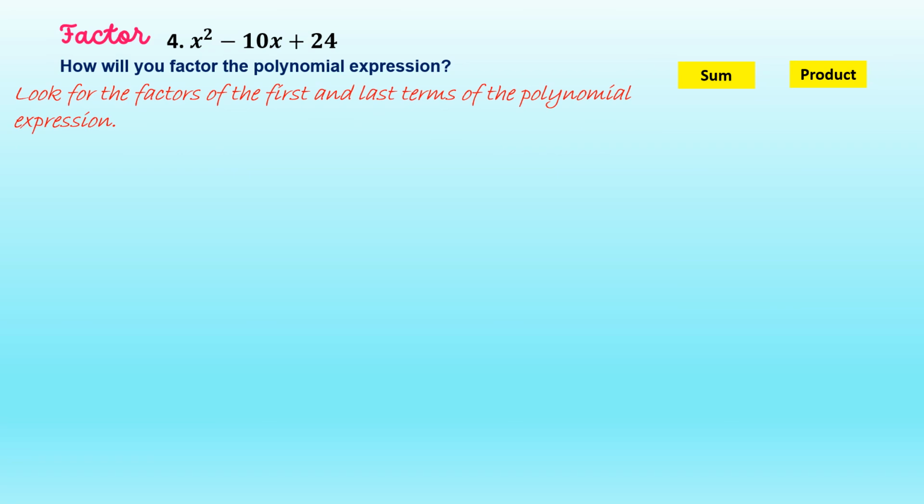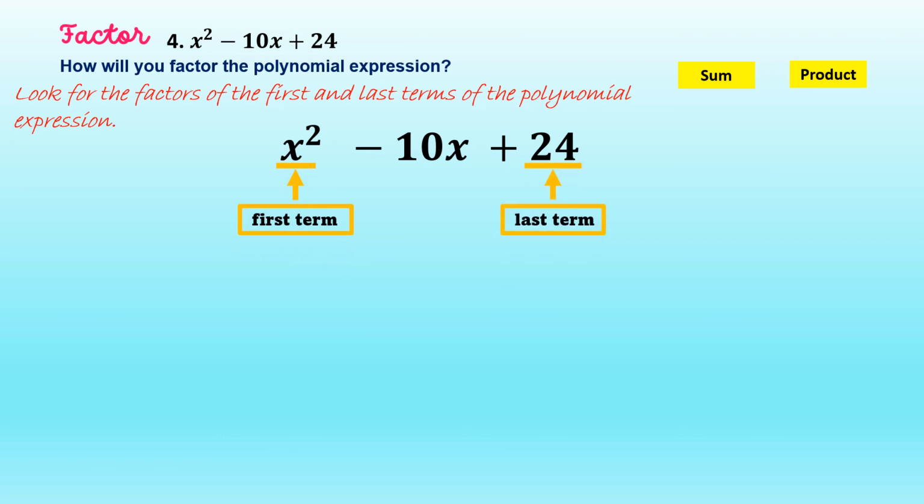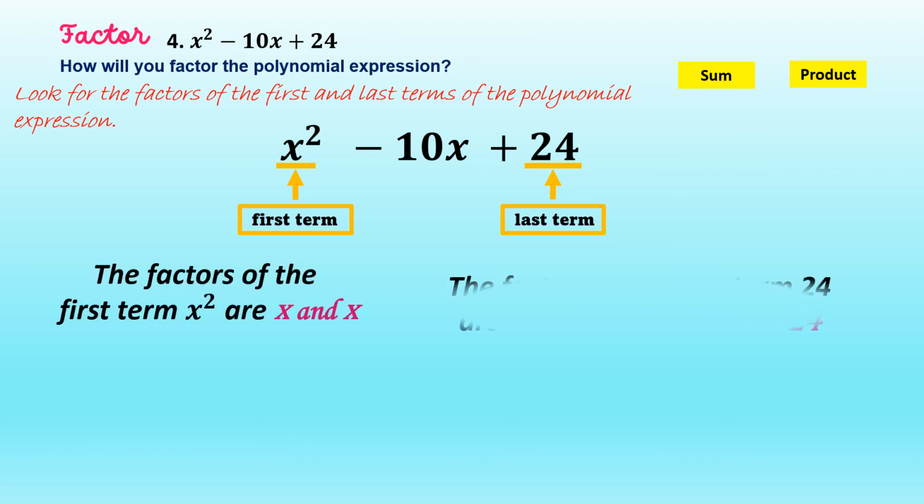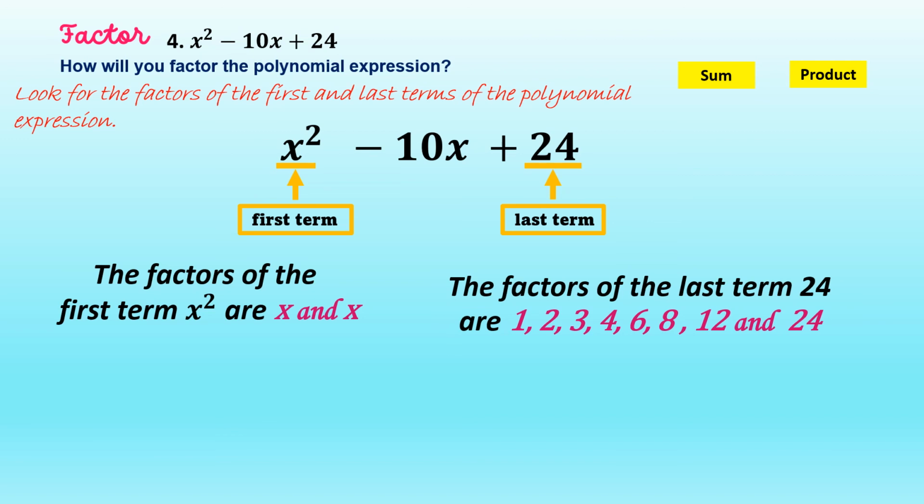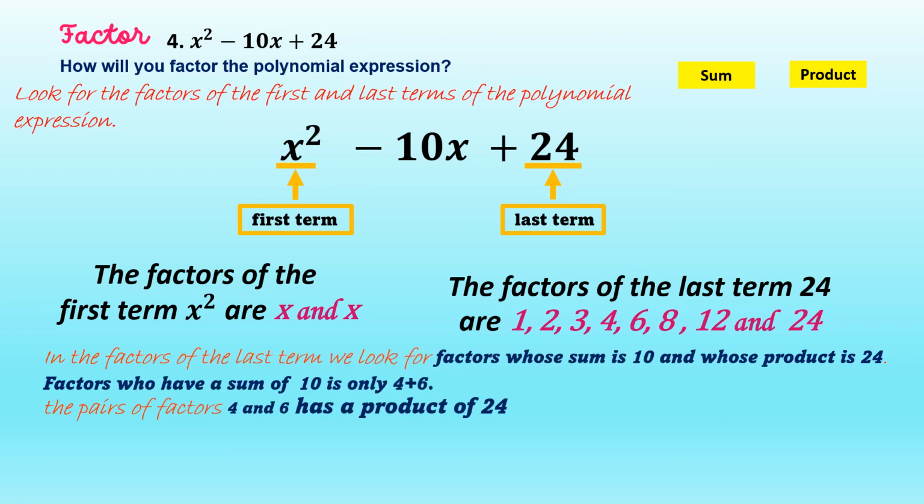Look for the factors of the first and last terms of the polynomial expression. The factors of the first term, x squared, are x and x. The factors of the last term, 24, are 1, 2, 3, 4, 6, 8, 12, and 24. In the factors of the last term, we look for factors whose sum is 10 and whose product is 24. The only factors with a sum of 10 are 4 and 6. The pair of factors 4 and 6 has a product of 24.